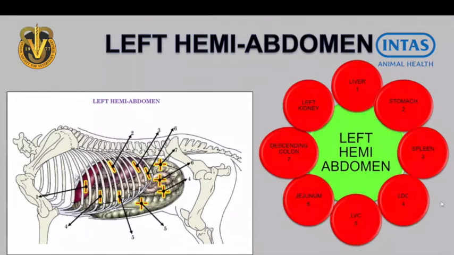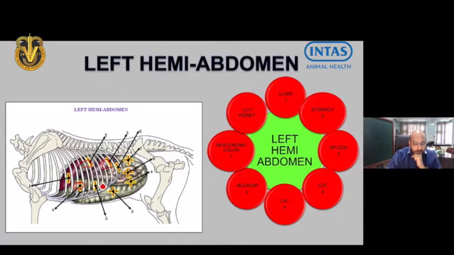Moving further, the left hemiabdomen. First is the liver. The liver comes like this because it is on the diaphragmatic surface, so part of the liver comes to the left side also. Second is the stomach here. This is the spleen here. Then this is the left dorsal colon here, then the left ventral colon here, right, and the jejunum here, and the descending colon here. So these are the organs towards the left side. I will deal with these organs now individually.